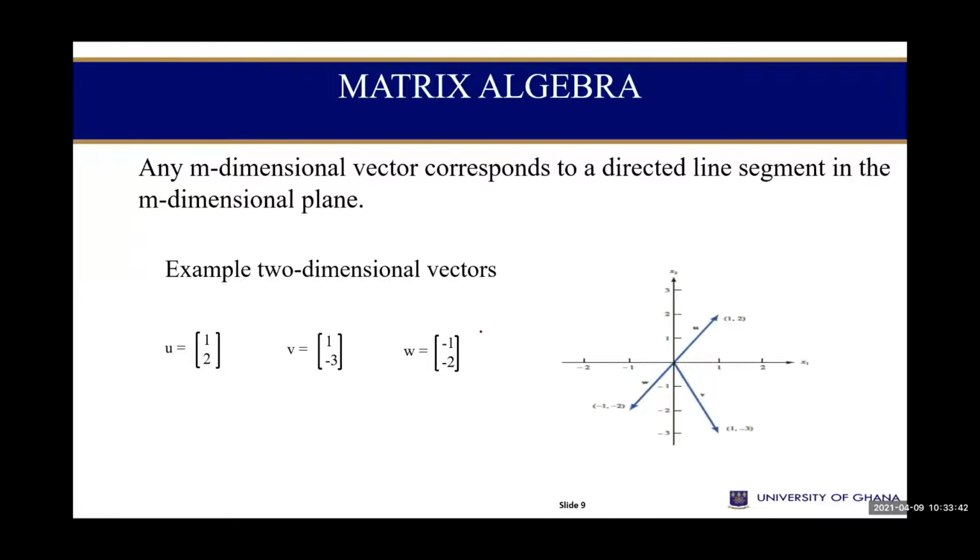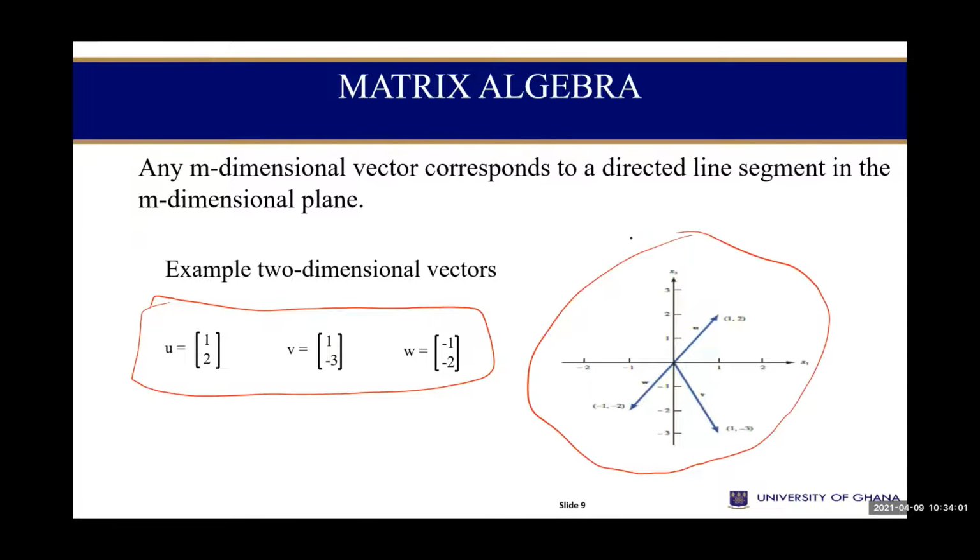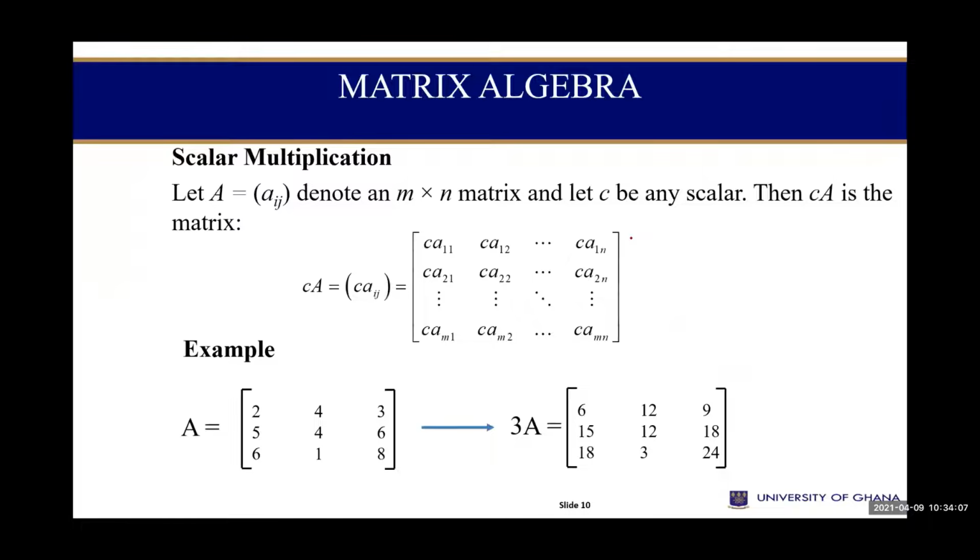Then, because you can have these two-dimensional vectors, at the same time we can refer to them as matrices. We can draw a directed line segment in an m-dimensional plane. So that's to say that you can plot them in the form of what? A graph. So vectors are a special form of what? Matrix.